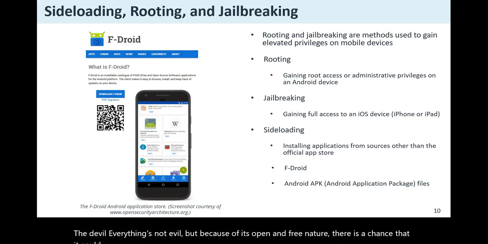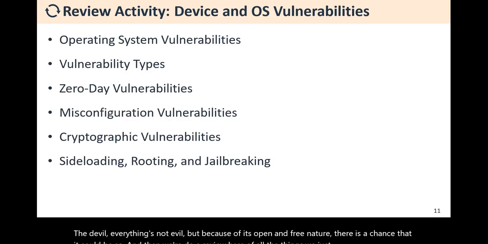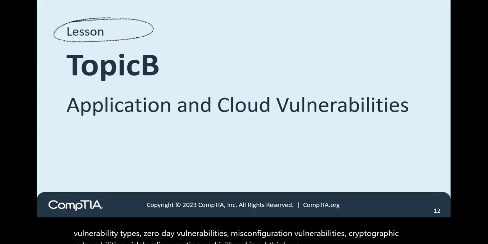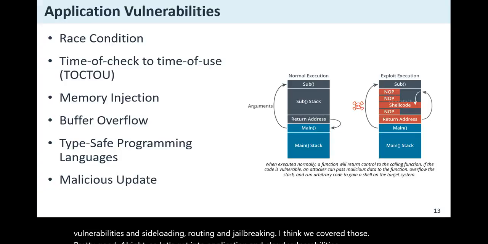And then we'll do a review here of all the things we just talked about. So let's review this real quick. We talked about operating system vulnerabilities, vulnerability types, zero-day vulnerabilities, misconfiguration vulnerabilities, cryptographic vulnerabilities, sideloading, rooting, and jailbreaking. I think we covered those pretty good. All right, so let's get into application and cloud vulnerabilities. Man, we're just going all over the place here.